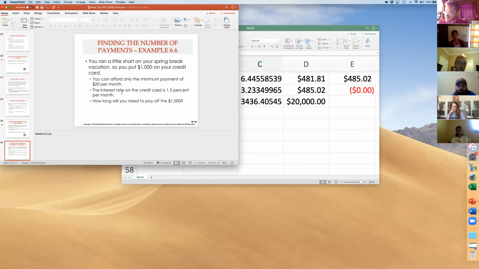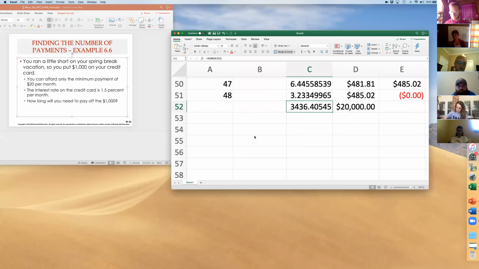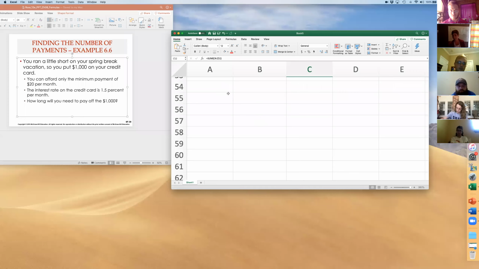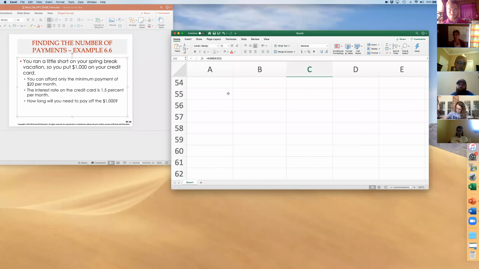The interest rate on your credit card, this one is at 1.5% per month. Credit cards are one place where I do notice that they sometimes have it set up monthly, in the fine print, because the rate annually would be 1.5 times 12. That's an 18% interest rate annually. That's the APR: 18%.